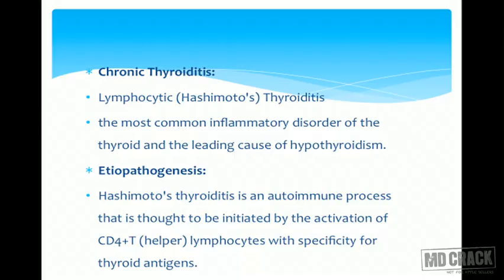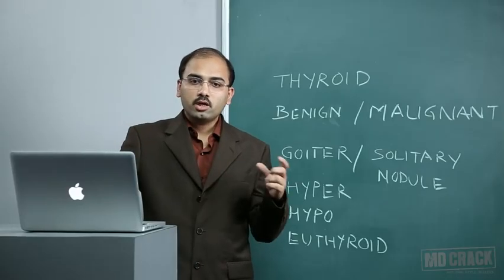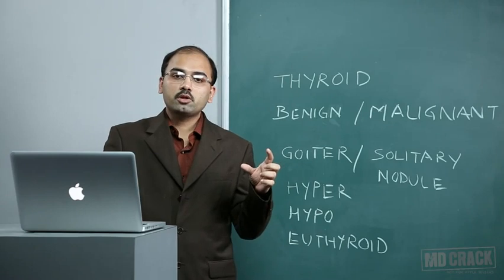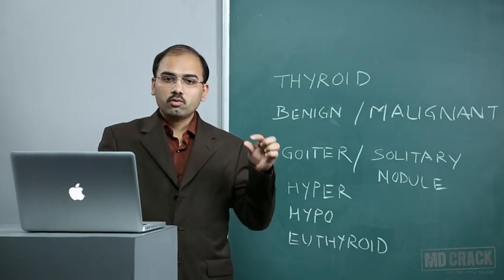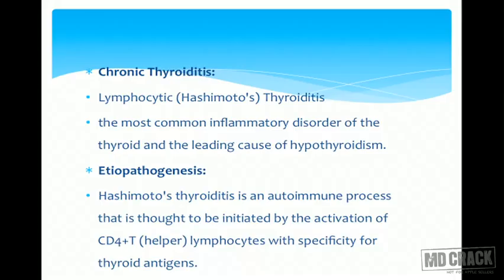Chronic thyroiditis is mostly caused by lymphocytic thyroiditis, also called Hashimoto's thyroiditis. It is the most common inflammatory disorder of the thyroid and a leading cause of hypothyroidism. So this is the most common cause of hypothyroidism. We have seen earlier also in primary hypothyroidism, Hashimoto's disease was amongst the topmost causes.